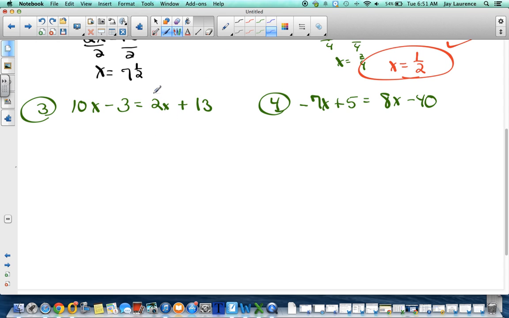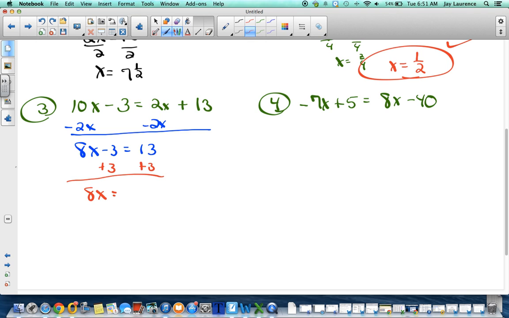All right, I'm going to take away the x term with the smaller coefficient, so I'm going to subtract 2x from both sides. I'm going to get 8x minus 3 equals 13. Then I'll add 3 to both sides, right? I'll get 8x equals 16, then I'll divide by 2, and so therefore x will equal 8. And there we go. I'm going to leave the check up to you on that one.